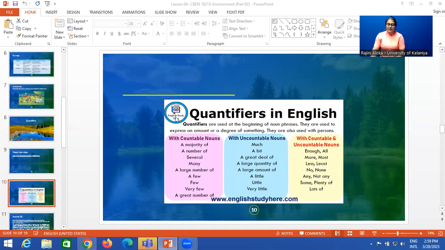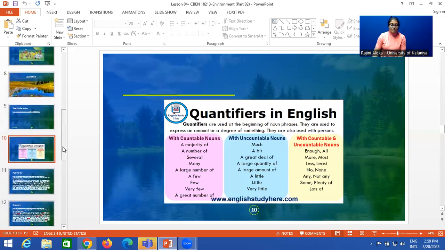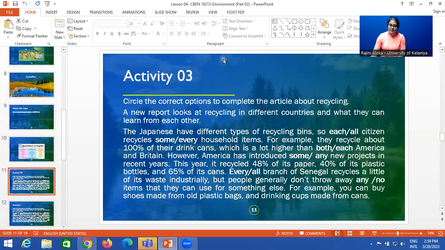Okay, so go through this list over and over and try to remember when we use what: what are the quantifiers we use with countable, what are the quantifiers we use with uncountable, and what are the quantifiers we can use with both. Okay, so moving on to the activity. Circle the correct options to complete the article about recycling. Okay, read this and select which quantifier should be used. Okay, I'll give you some time.